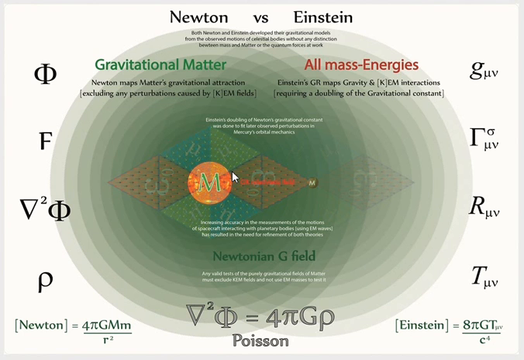And until you separate mass, energy and matter from the stress energy tensor, you will never understand why Einstein's formula for gravitation is twice the value of Newton's.